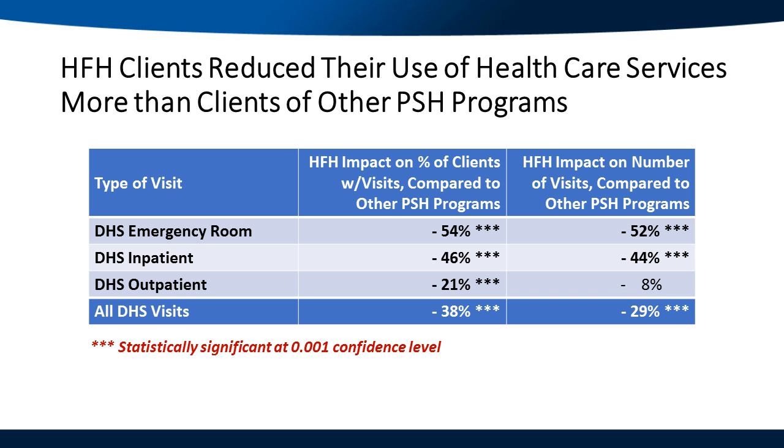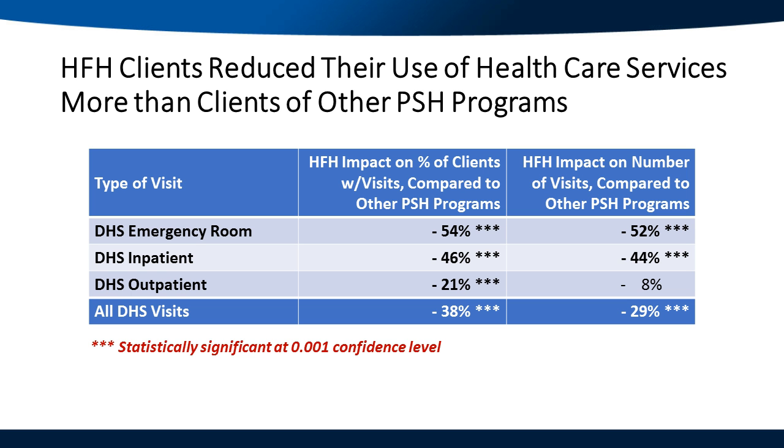The column on the right side is for estimates on the number of visits. So had a Housing for Health client, instead of being enrolled in Housing for Health, been enrolled in another permanent supportive housing program, we would have expected that person to have 52% more emergency room visits than what they experienced by being enrolled in Housing for Health. Most estimates in this slide, as you can see, are highly significant, at the 0.001 confidence level.